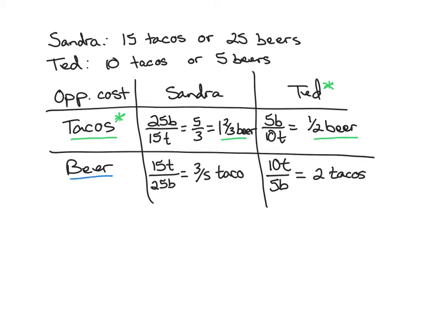Now, if we look at beer, for Sandra, one beer costs her 3/5 taco, while for Ted, it costs him 2 whole tacos to make a beer. So clearly, Sandra has a lower marginal or opportunity cost of making beer, and thus Sandra has the comparative advantage in producing beer.